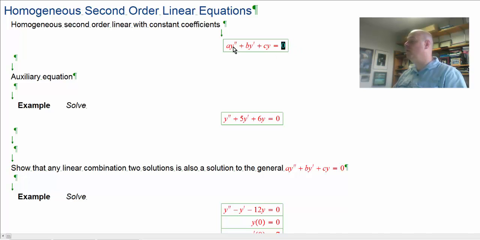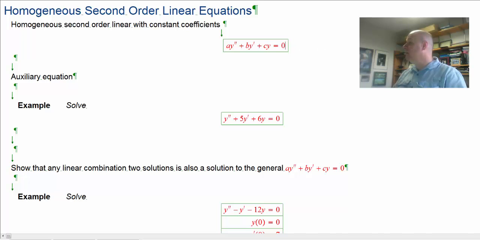So homogeneous linear differential equations are linear combinations of the derivatives equals a number equals 0. So they're all the same. These homogeneous second order constant coefficient linear differential equations, they're all the same except for you pick different numbers a, b, c. They're all of this form.